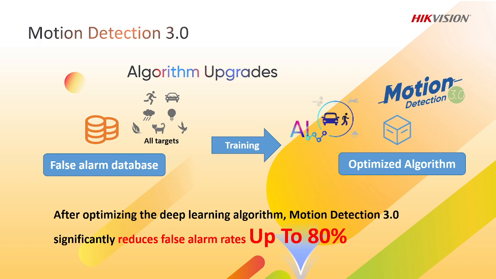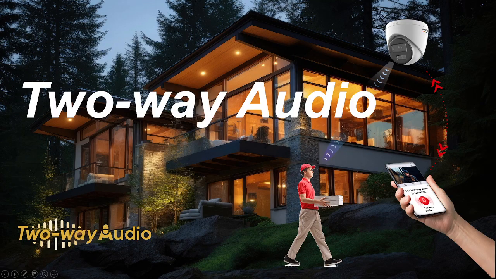So to avoid this, we introduce motion detection 3.0, and with motion detection 3.0, we actually filter by AI: this is a human, this is a vehicle. And then we have complete deployment and control on motion alarms. Now let's think about two-way audio.